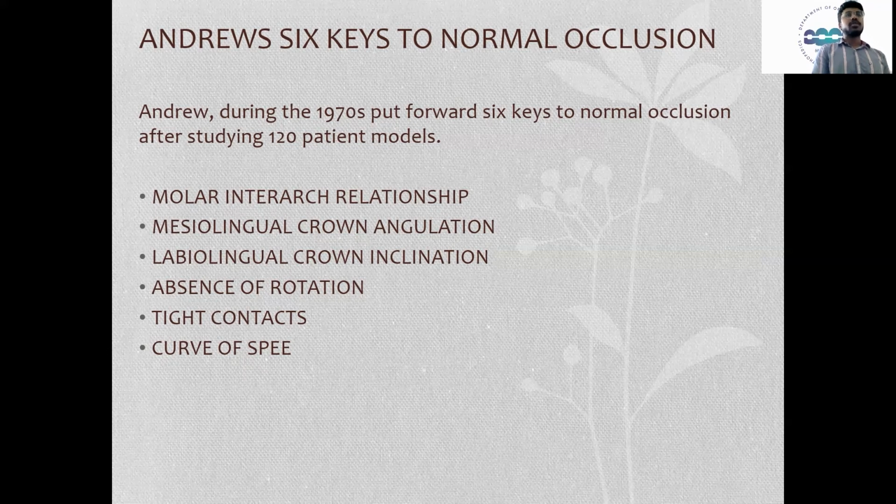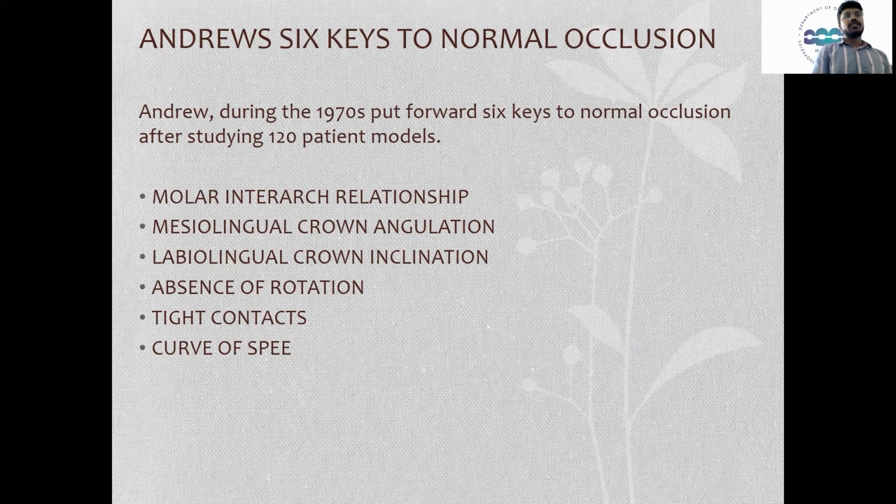The third one is labiolingual crown inclination. Certain teeth will have a labiolingual inclination of the crown. That is, the maxillary anteriors, the central and lateral incisors, will have a positive torque of the crown, that is, a positive inclination of the crown, and the mandibular incisors will have a slight negative crown inclination. If these are achieved, then there is a normal occlusion present for that particular dentition.